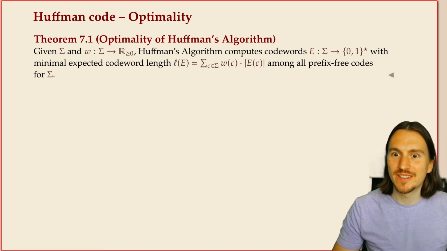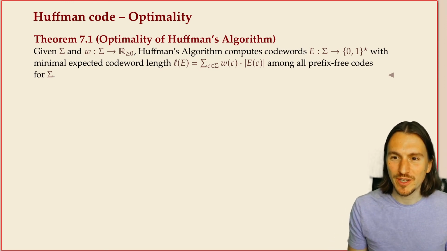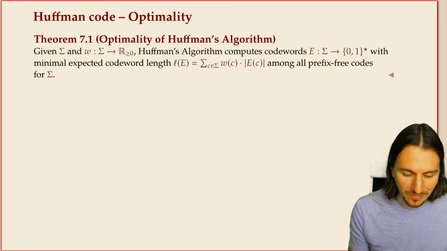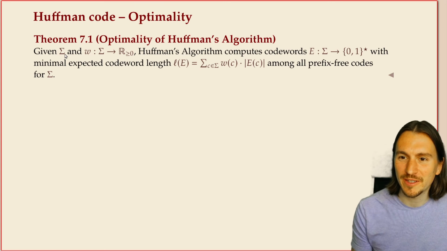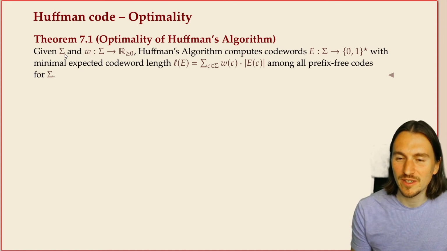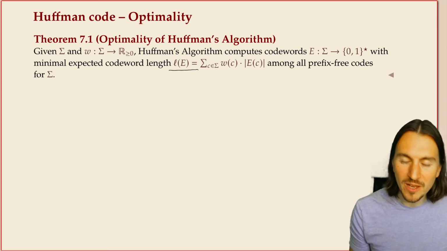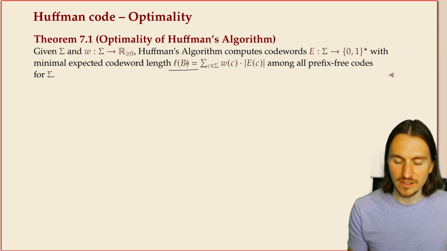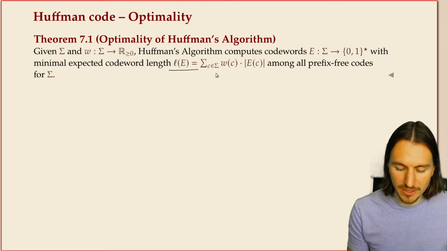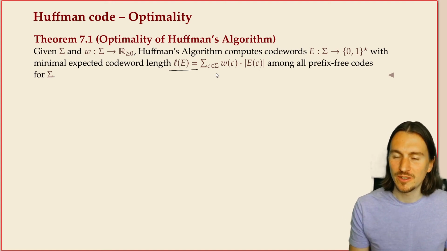Now, we've claimed that Huffman's algorithm finds a best possible code, but I want to briefly sketch also why this is the case. So formally, we have a theorem that given any alphabet and weights for that alphabet, Huffman's algorithm computes the best possible code. And formally, it computes a prefix-free code that minimizes this L of the code words, this expression, the sum from before, summing over all characters, their weight times the length of the code word.